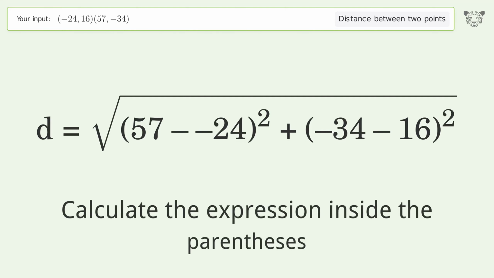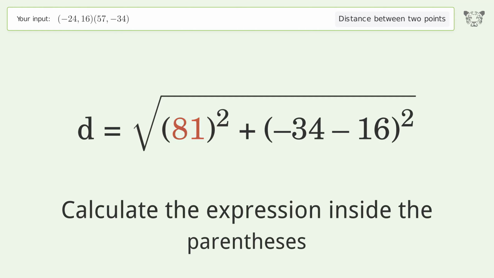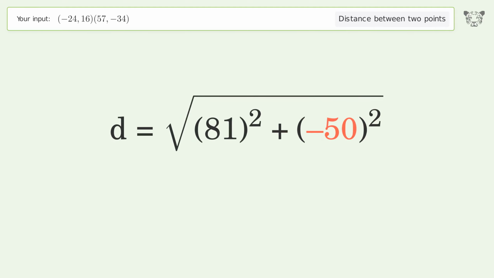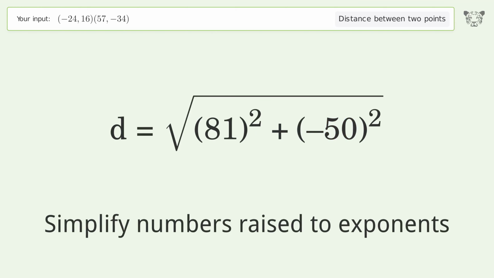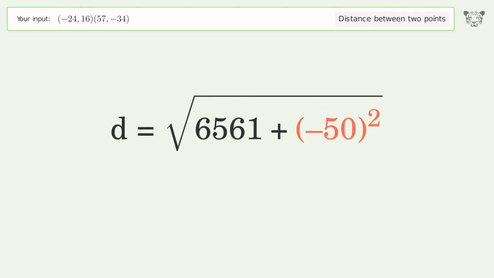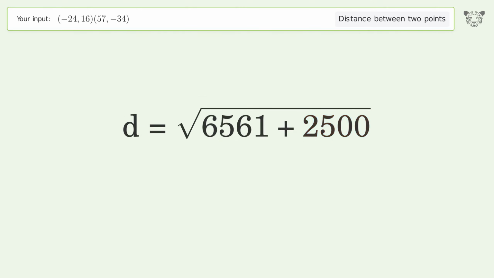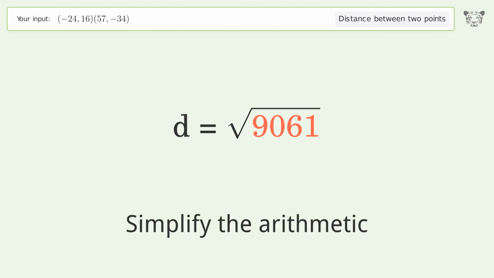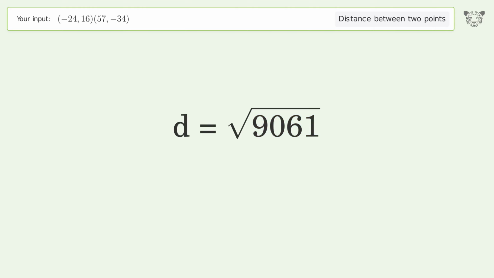Calculate the expression inside the parentheses. Simplify numbers raised to exponents. Simplify the arithmetic. And so the distance between the 2 points is the square root of 9061, or 95.189.